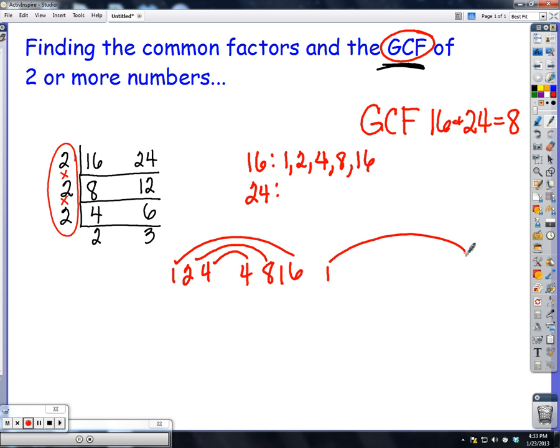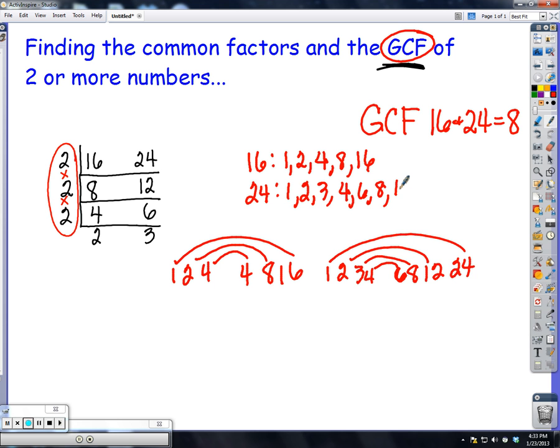Now for 24. 1 times 24 is 24. 2 times 12 is 24. 3 times 8 is 24. 4 times 6 is 24. 5 won't go into 24. 6 repeats, so I'm finished. 1, 2, 3, 4, 6, 8, 12, and 24 are all of the factors of 24.